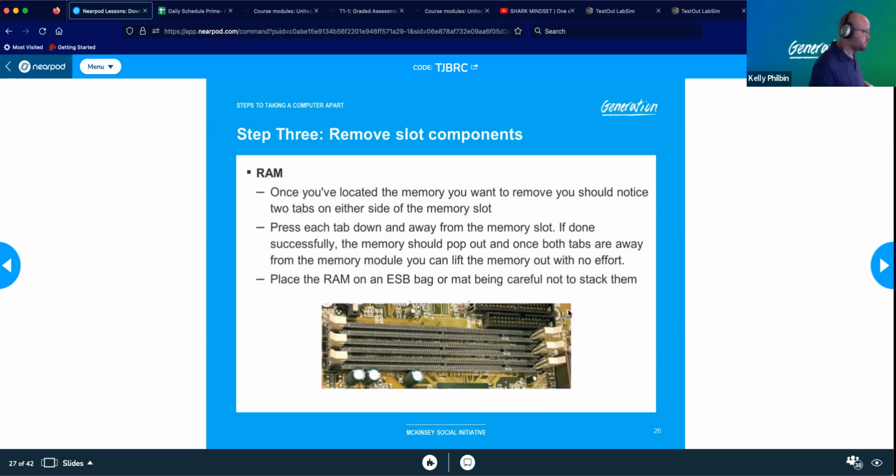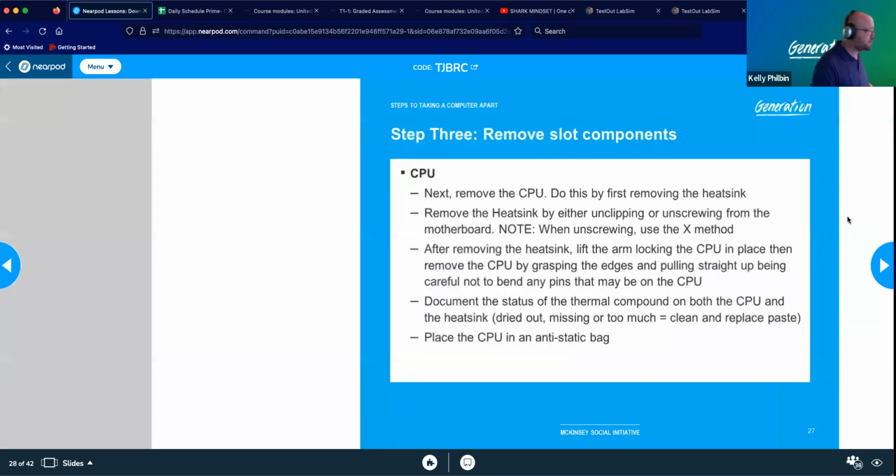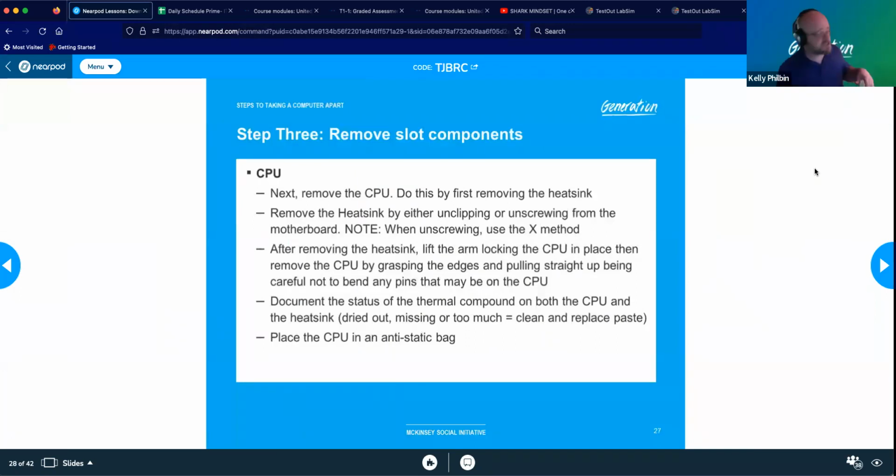All right. So we're in step 3, removing slot components. After this, we would move on to our CPU. So first do this by removing the fan and the heatsink. Between the heatsink and the CPU, there is thermal paste. And one of two ways, either you can do like a gentle twist and pop it off and it goes.